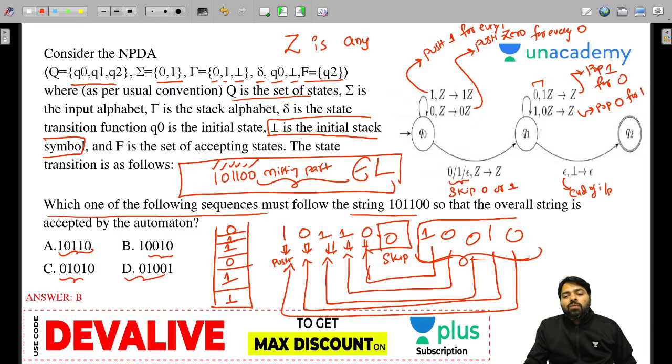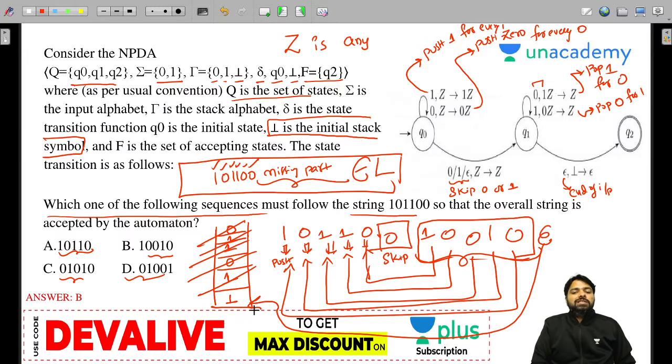1 0 0 1 0, if it comes, then you can make the stack empty. So the 1 will pop 0, 0 will pop 1, 0 will pop 1, 1 0, and when end of the input occurs, then definitely you will go to final state. So that is 1 0 0 1 0 is the right answer.